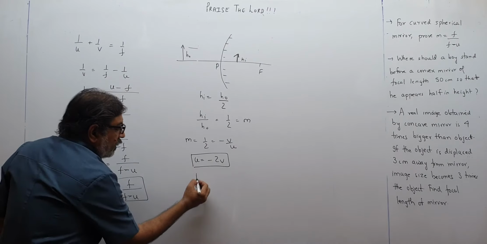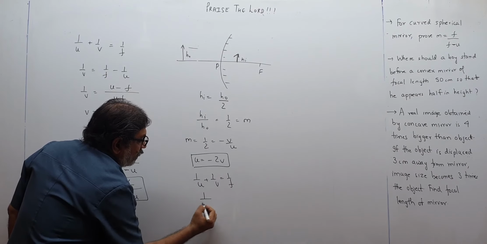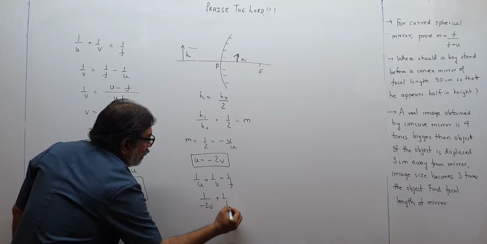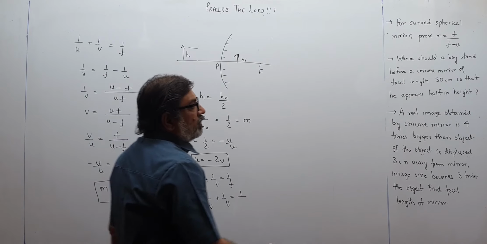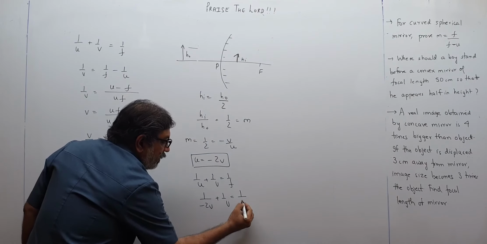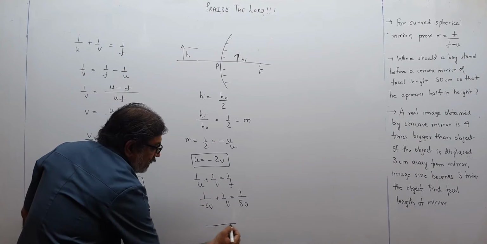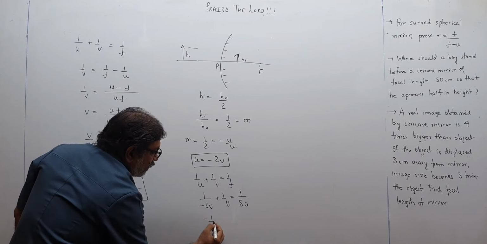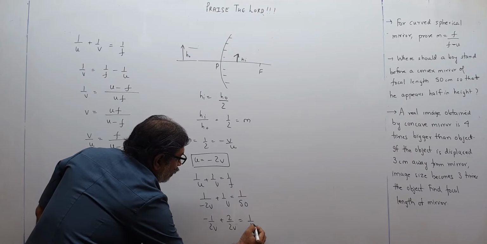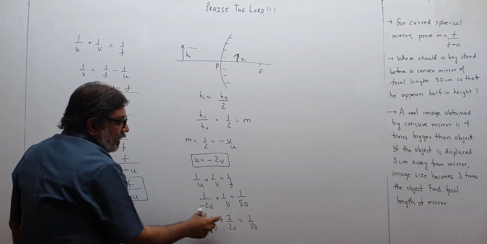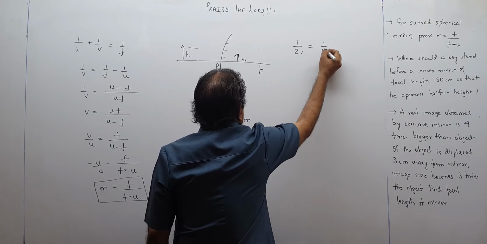And now we use the formula 1 upon U plus 1 upon V equal to 1 upon F. So 1 upon minus 2V plus 1 upon V equal to 1 upon F. Focal length is how much, children? It is given to us. Plus 50, because it is a convex mirror, the focal length is plus. So this is minus 1 upon 2V plus 2 upon 2V equal to 1 upon 50. Denominators are same. Minus 1 plus 2 will be 1. So 1 upon 2V will be 1 upon 50.